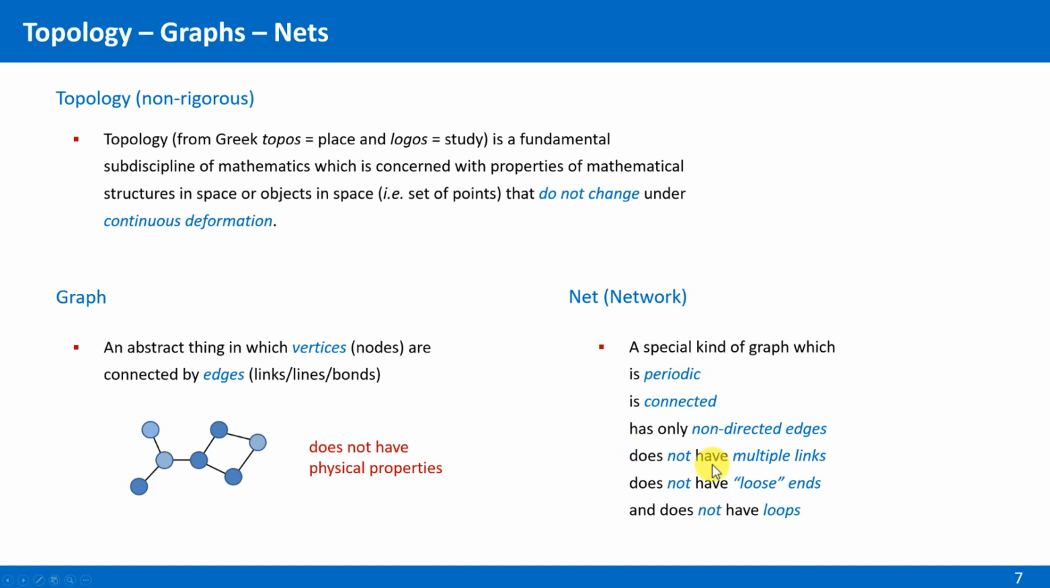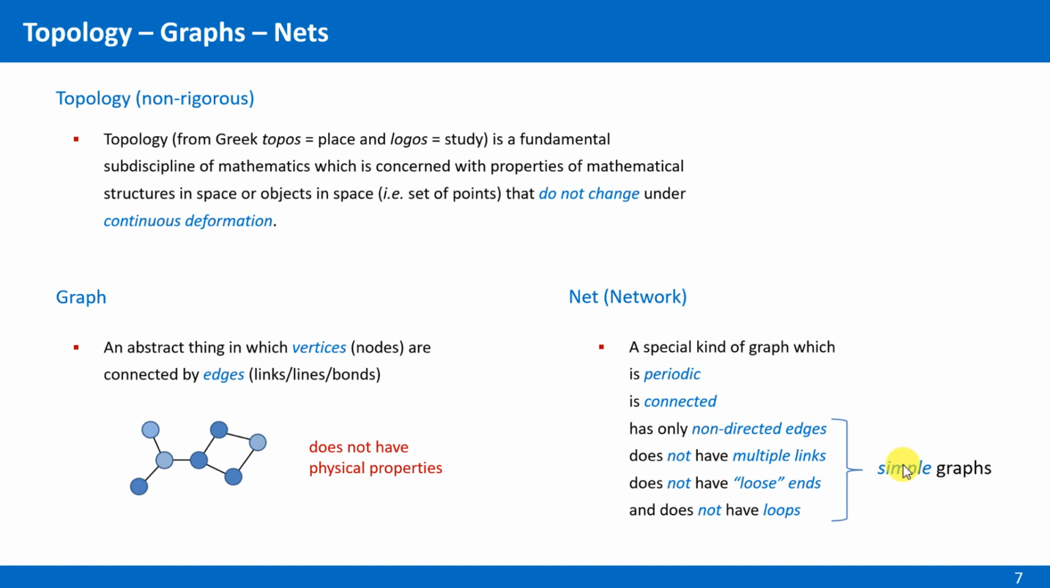We disregard any multiple connections between vertices. There are no loose ends. And finally, nets have no loops, that is, vertices which are connected to themselves. And these last four properties qualify graphs as simple graphs. So, to summarize, a net is a graph which is connected, periodic, and simple.